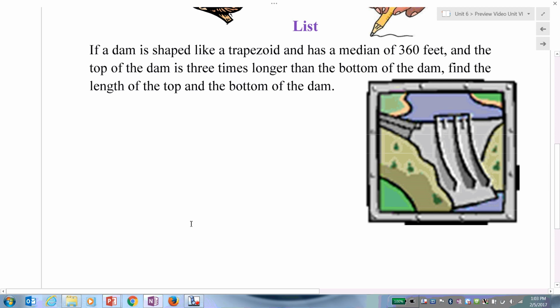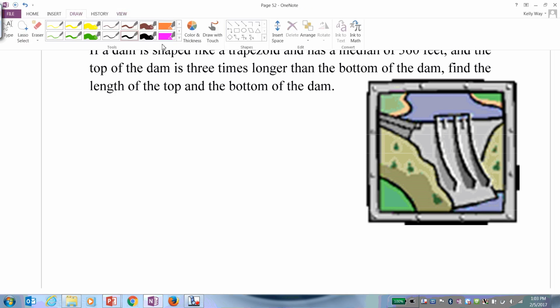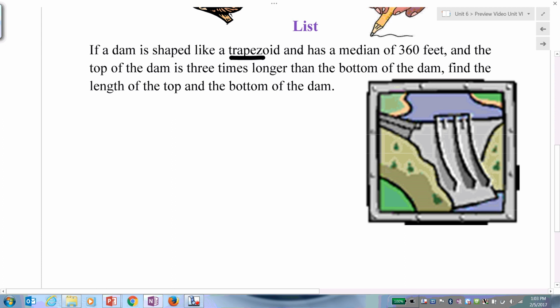Welcome back. Let's see how you did. Again, you should have done this on your own, folks. Now you're checking your work. If you're simply copying, you're not really learning. Says this dam is shaped like a trapezoid. So step one, you should have pulled out a trapezoid.